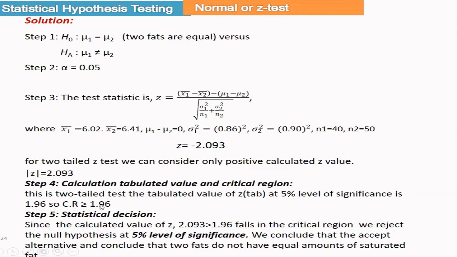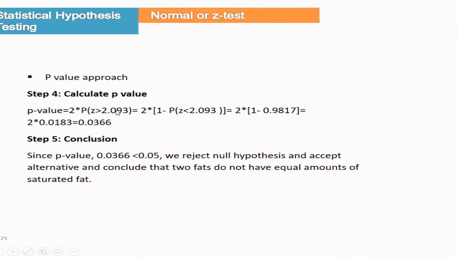Let us try the p-value method. For the p-value, we have to get the probability of Z greater than our calculated value 2.093, and multiply by 2. Let us see the p-value method. So the p-value is 2 multiplied by the probability of Z greater than 2.093. If you go to the table, it is 1 minus the probability of Z less than 2.093. Let us see in the table whether it is right or not.